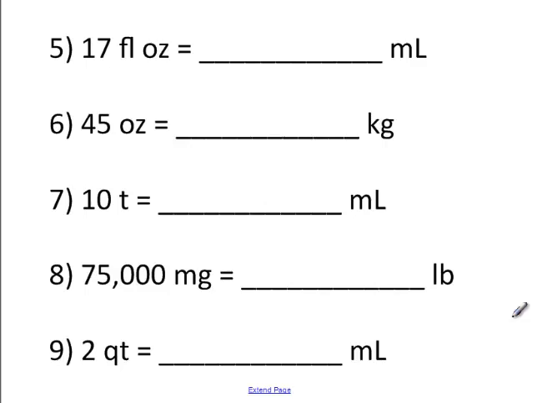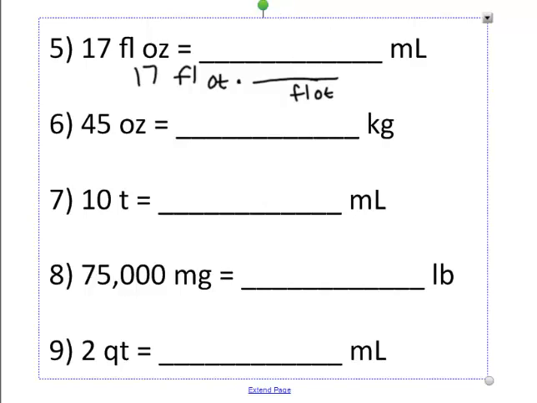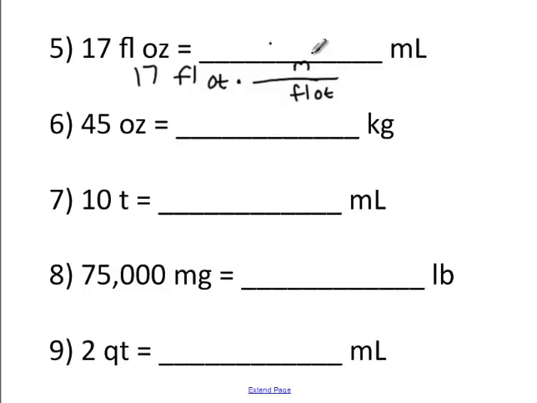For problem 5, we're converting fluid ounces to milliliters. That's a common one. So we would take 17 fluid ounces and we times that by fluid ounces in the denominator and milliliters in the numerator. And we know 1 fluid ounce, which is a medicine cup, is approximately 30 milliliters. So when we multiply, the fluid ounces divide out, and 17 times 30, I believe, is 510 milliliters.